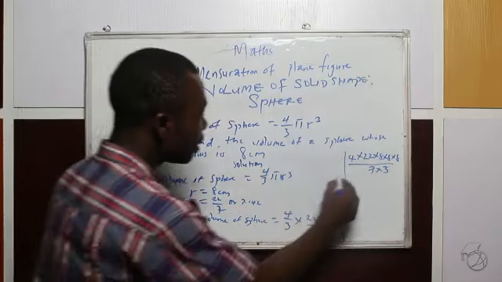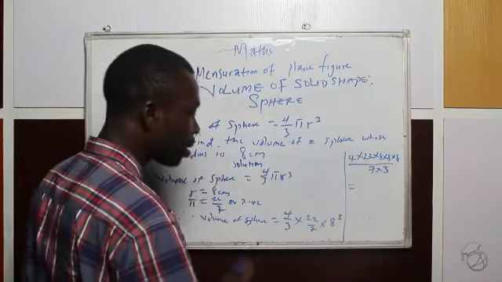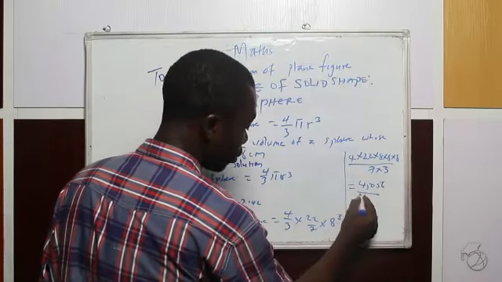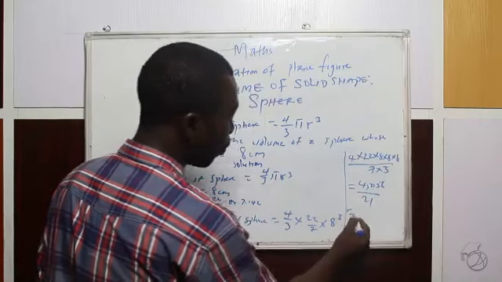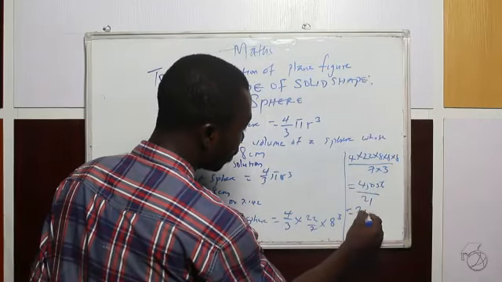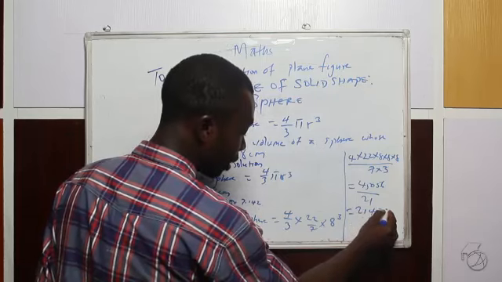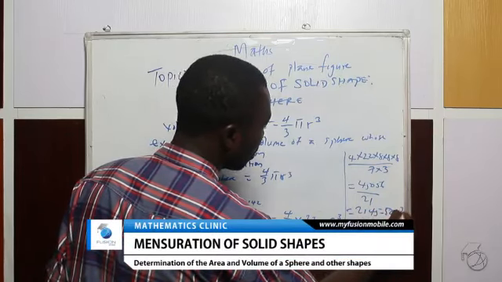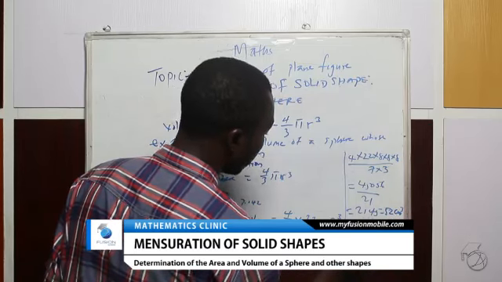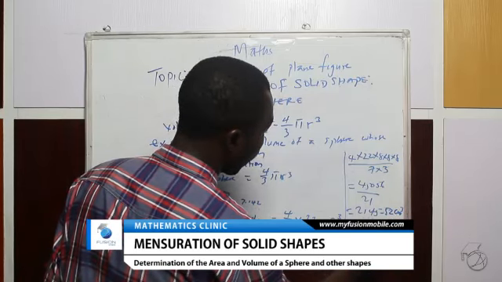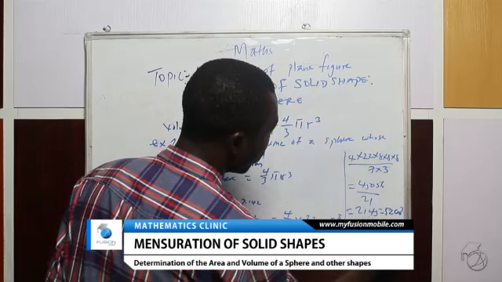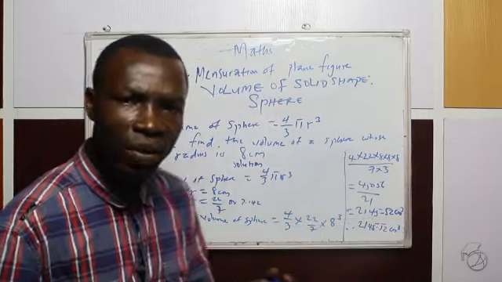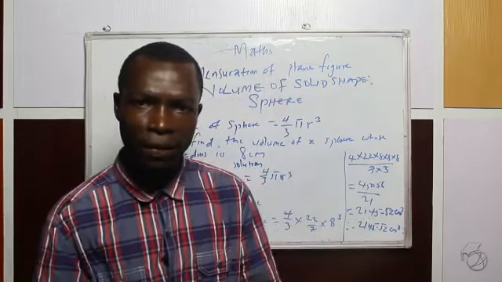That is the volume. Now the answer to this is 450.56 over 21, which is equal to 2145.52 cubic centimeter. The answer is 2145.52 cubic centimeter. That is the volume of a sphere.